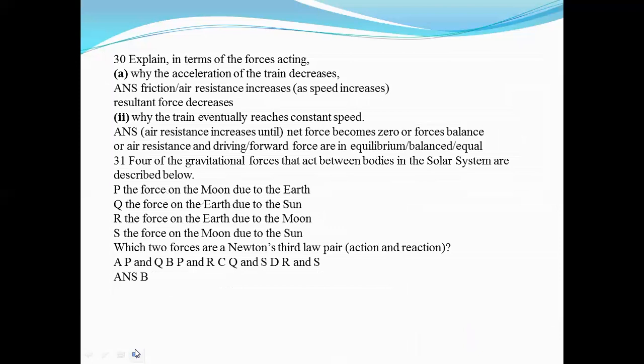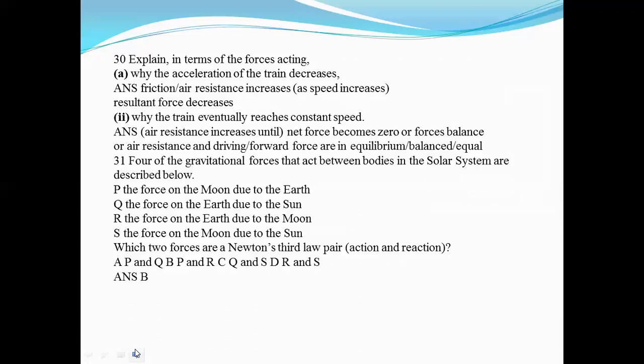Next question. Explain in terms of forces acting why the acceleration of a train decreases. This happens when the backward force is greater as compared to the forward force. Backward force is air resistance or friction. So it is more as compared to the thrust of the engine. Resultant force decreases as the train decelerates. Second part, why does the train eventually reach a constant speed? As speed increases, air resistance also increases. Finally, it becomes equal to the forward driving force of the train.